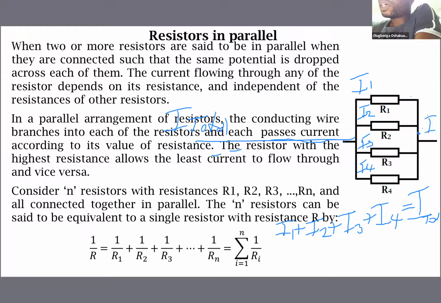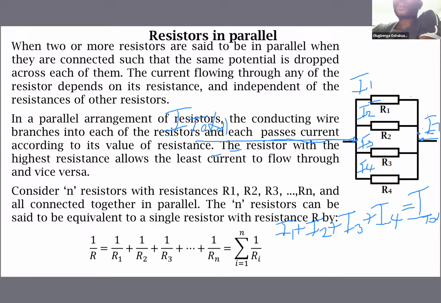So the I total that flowed into this junction will be the I total that flows out of this junction. But different currents will flow through R1, R2, R3, R4, in the sense that we are not sure about their resistance. If the resistors have the same resistance value, then the same current will flow through them. Otherwise, not the same current, but it will be divided.